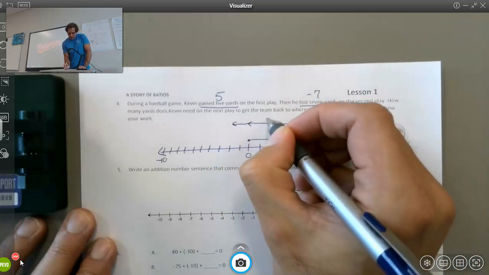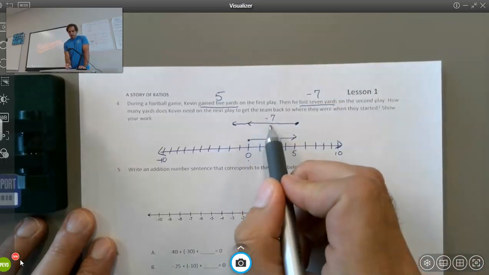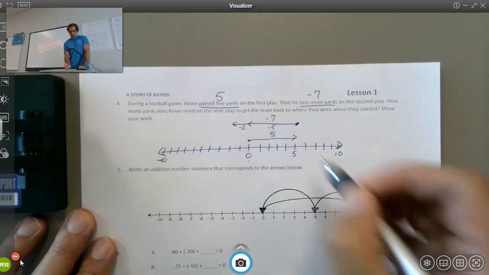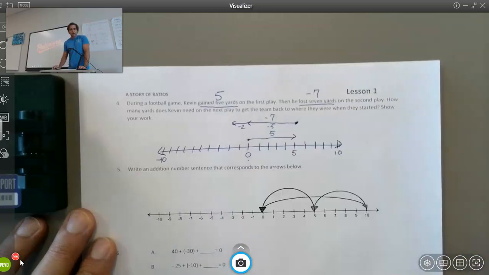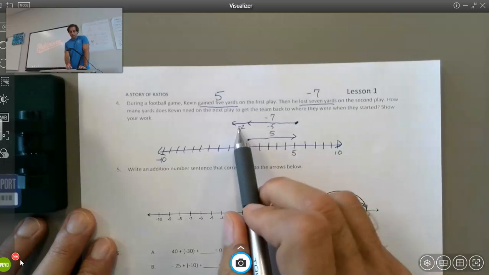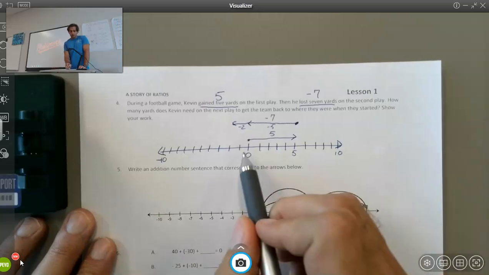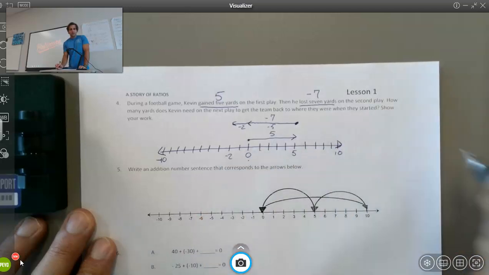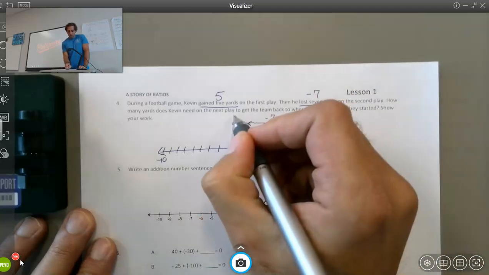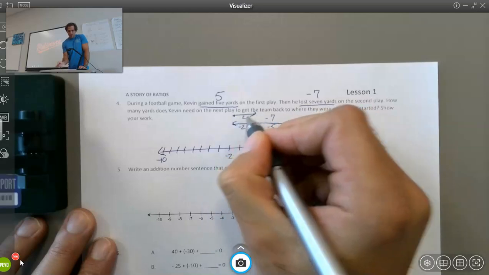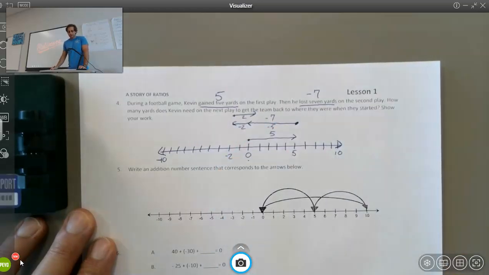And that's a vector of -7, which you could see is kind of decomposed of -5 and -2. You see here's an instance of our additive inverses, our opposites, 5 and -5, and we're left with -2. So now we need to figure out, how do we get back to where we started? Well, we are currently at -2, so to get back to 0, we would need to make a move of 2 in the positive direction. So he would need to run for 2 yards on the next play.